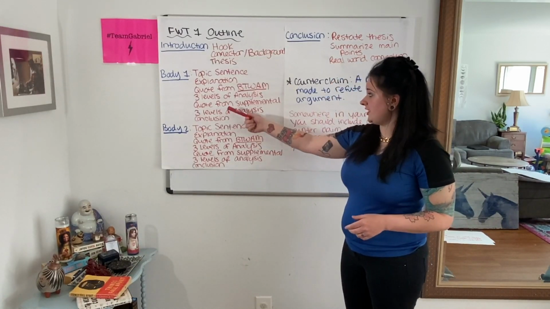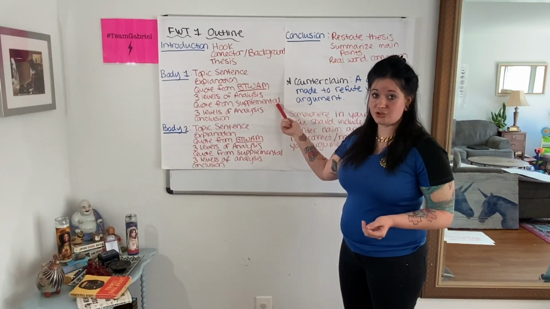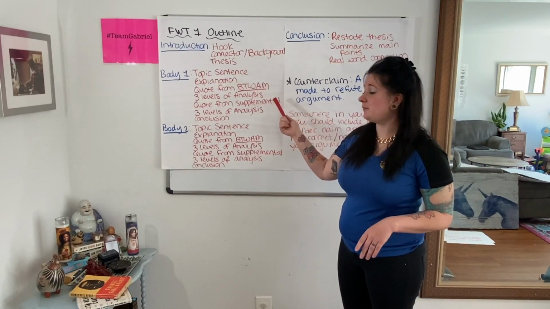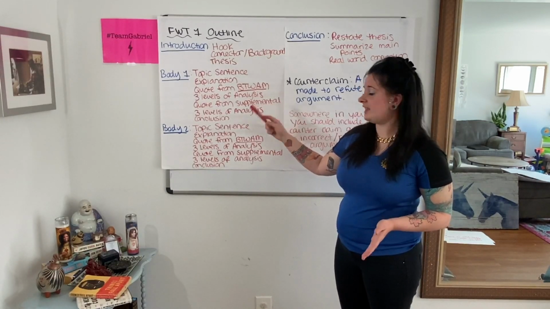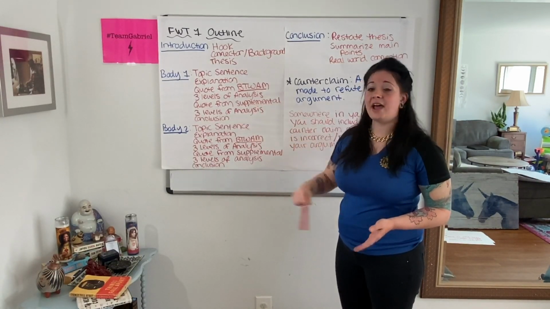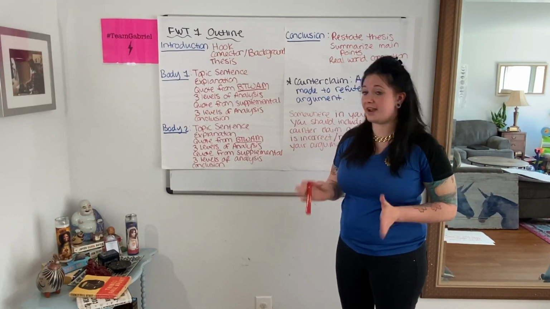So next you'll have a quotation from the supplemental text, one of the articles, and be sure to cite this also with the author's last name and page number. 3 levels of analysis again, and a conclusion sentence that wraps up this paragraph and maybe even transitions us into the next one.